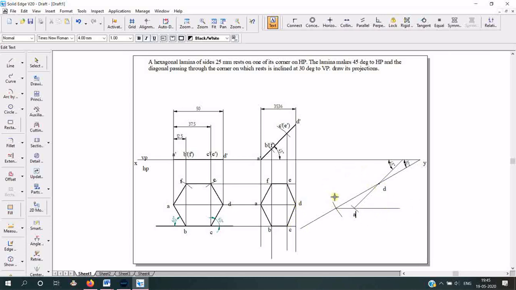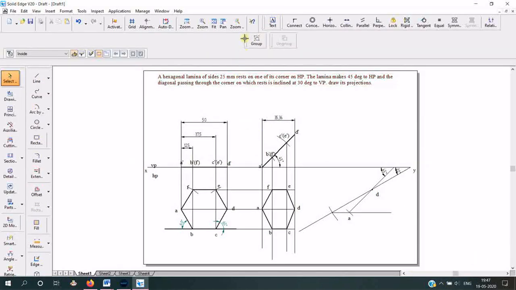So you get all the points using the compass in manual construction. But here in the computer, you can easily place this by using the group command. So I use the group command. Group all these lines.